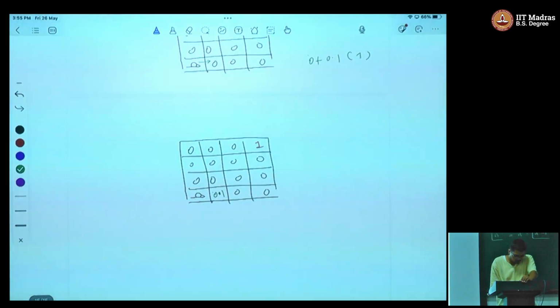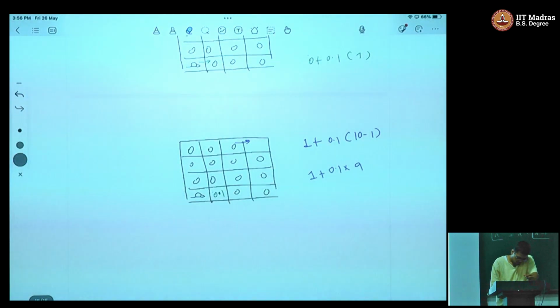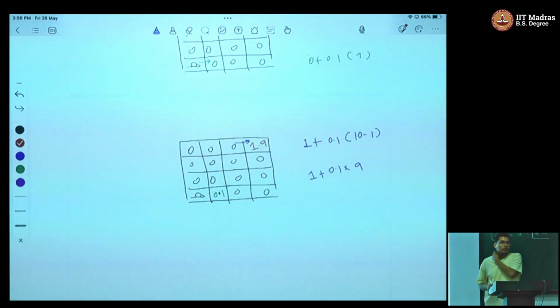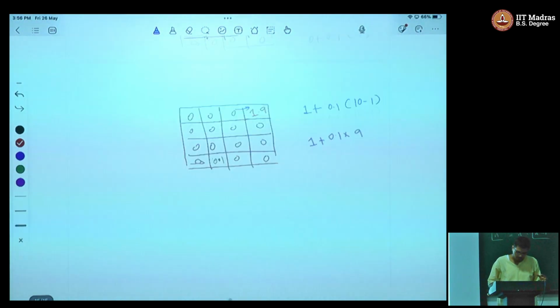But next time it goes and visits here, right? It will say that, oh, my value is 1, but then the actual value is 10. So the amount I have to correct is 0.1 times (10 minus 1), which is 1 plus 0.1 into 9. So I will say, oh, this value is not 1, I will just update it to 1.9. Right? So after it does these incremental updates, it will actually learn the true values, right?